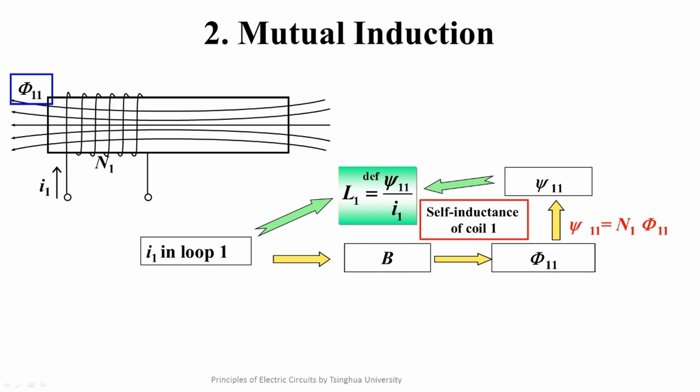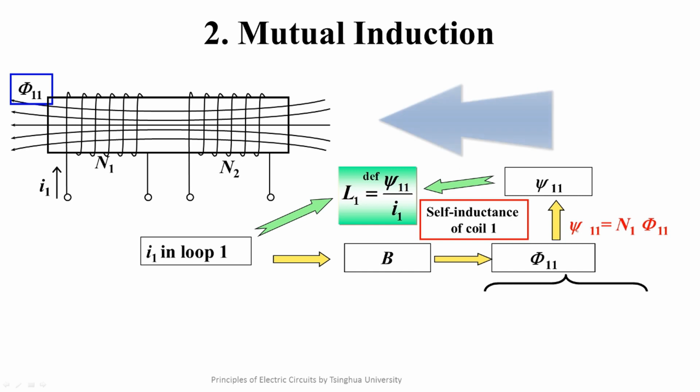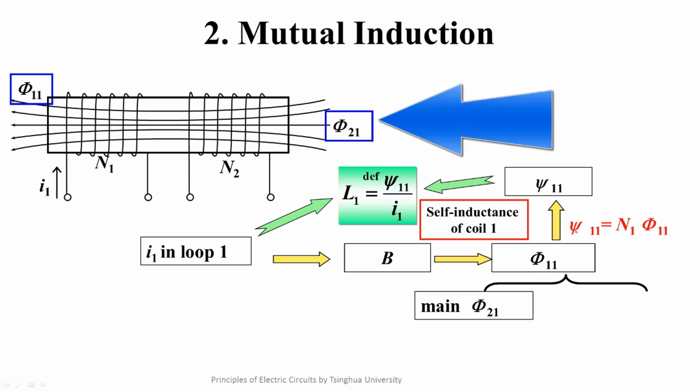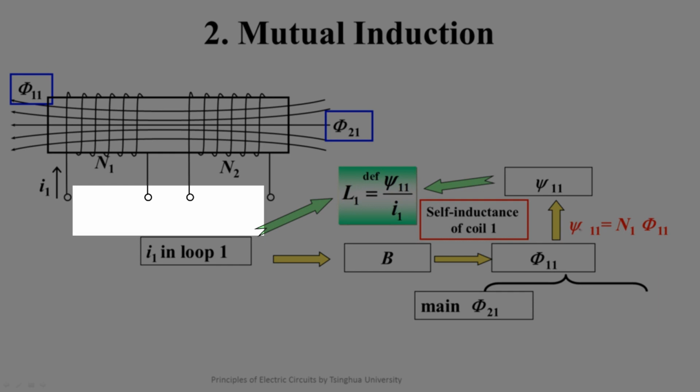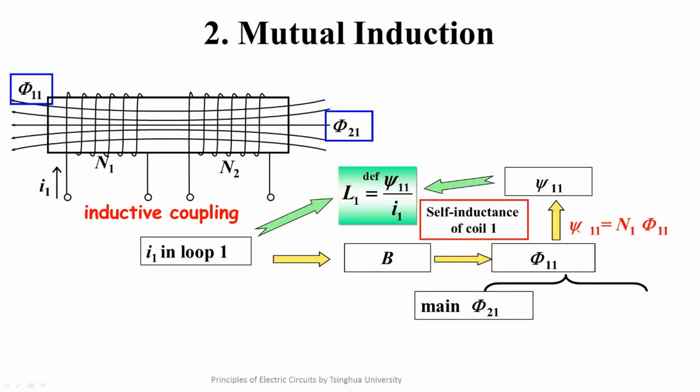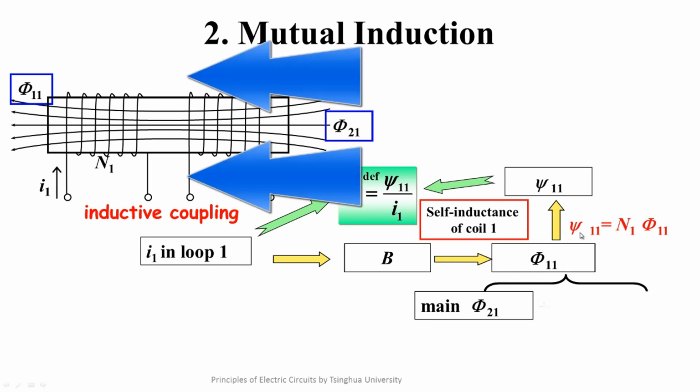If in the path of the magnetic flux generated by coil 1, there is another coil whose number of turns is N2, then we know that the magnetic flux phi11 could be divided into two parts. The first part is what we call the main magnetic flux, which is generated by the current of coil 1 and passes through the section area of coil 2. If this happens, we say that there is an inductive coupling between coil 1 and 2. In addition, there is a part of the magnetic flux not passing through coil 2. We call it the leakage magnetic flux.